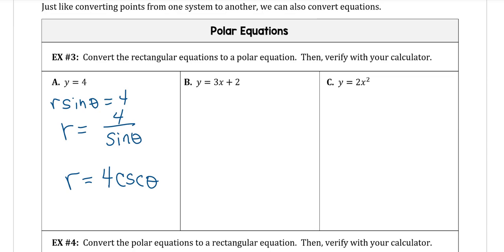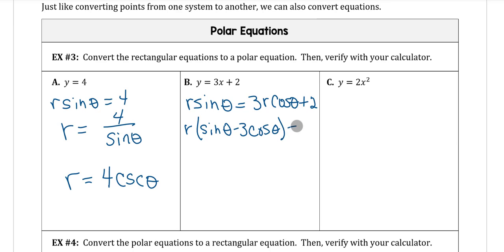All right, so the next one, we have x and y in this, so we'll change y to be r sine theta, and x will be r cosine theta, and then we have the plus 2. So now we have to solve for r, so we're just going to use a little algebra. I'm going to factor out an r, and at the same time I moved the cosine term to the other side, so now I can get r equals 2 over sine theta minus 3 cosine theta. So that is the equation of a slanted line. Usually it has this form in polar coordinates.